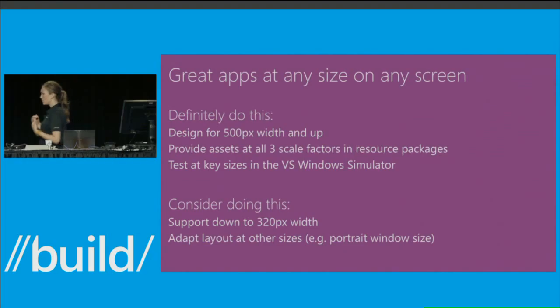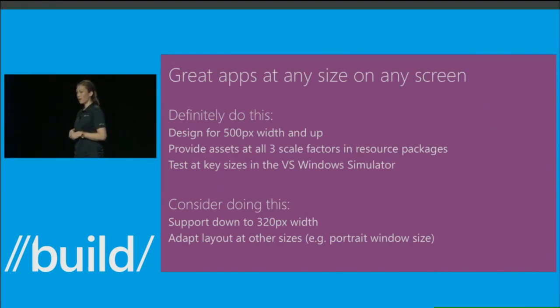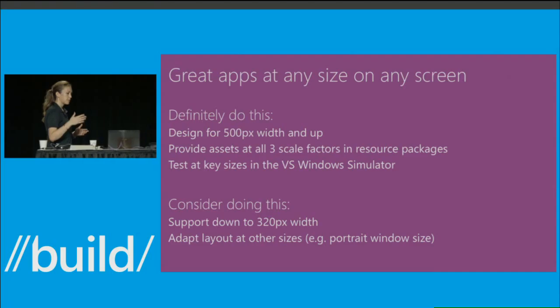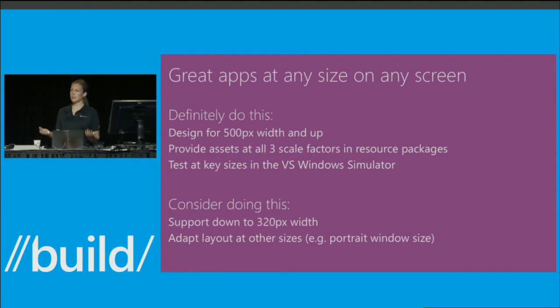So what should you definitely do for this new model? Design for 500 pixels and up. That's the number one thing to start with. It's all about window size. It's all about adaptive layouts from 500 pixels and up. Provide assets at all 3 scale factors. Small tablets, regular sized tablets, laptops, these are all seeing higher and higher resolutions, and those assets are more and more important. And third, become friends with the Windows simulator.